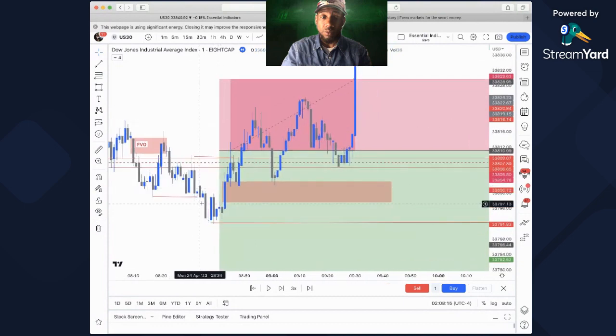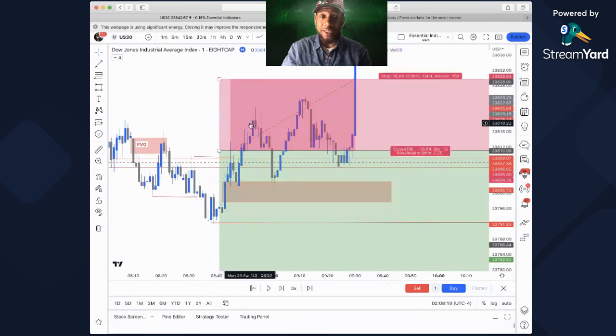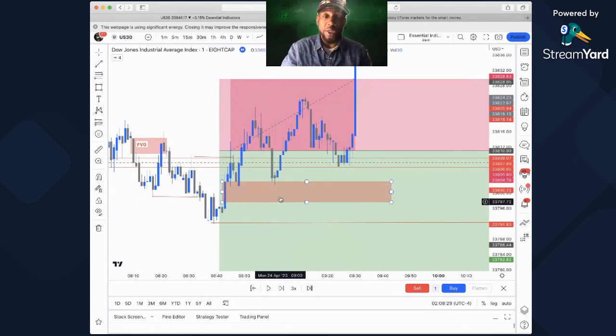Okay. So as you see, the last number three would be it dipping into that fair value gap, which it did here. Now, you don't have to wait for a pullback. You don't got to wait for it to go all the way down here. You can strike immediately.